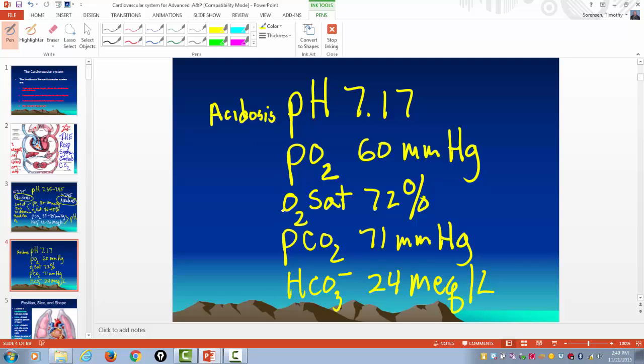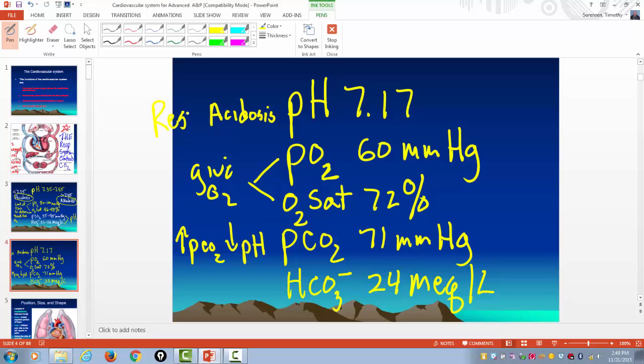Now you look at the PO2 and the O2 sat. The PO2 is low, O2 sat is low. So you give them oxygen. Then you look at the PCO2 and the bicarbonate. Let's look at the PCO2. The PCO2 is high. Normal is 35 to 45, so this is elevated. And anytime you increase PCO2, that is going to lead to a drop in pH. So we can conclude from this that this is a respiratory acidosis. The lungs are causing the problem.